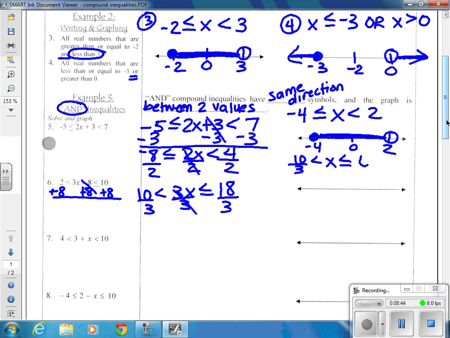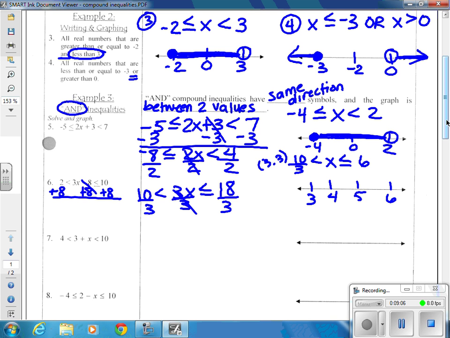So this answer is going to be 10/3, which is less than x, and that is less than or equal to 6. Now when you go to graph this on a number line, you're going to have to estimate about where 10/3 is. If you turn 10/3 into a decimal, it's approximately 3.3. So you need to think about where you're going to put 3.3 on a number line. So I'm going to start with my number 3, and then I'm going to count 4, 5, and 6 so that I can find the proper placement for this.